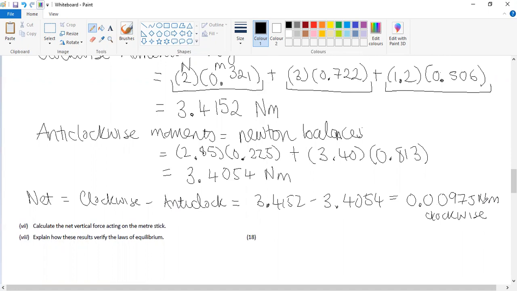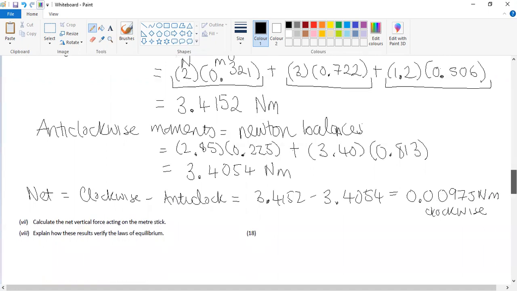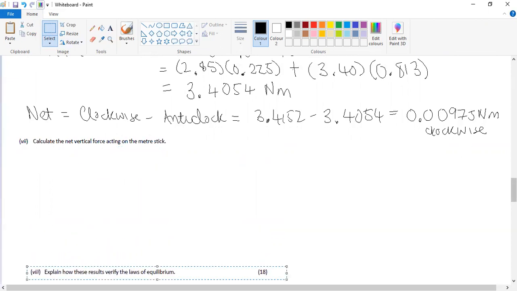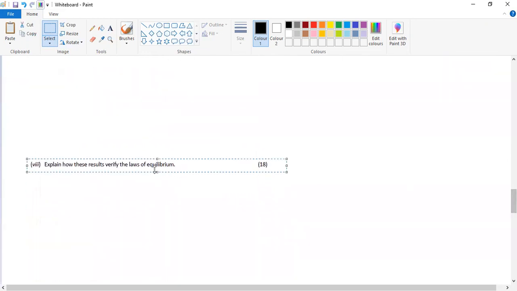You have probably conquered the hardest part of the question now, I would like to think, and it's kind of downhill, I hope, from here. So let's have a look at the next part. It says calculate the net vertical force acting on the meter stick. I'm just going to move the very last part out of my way, so I have lots of scribbling room for calculations, even though these ones aren't too bad.